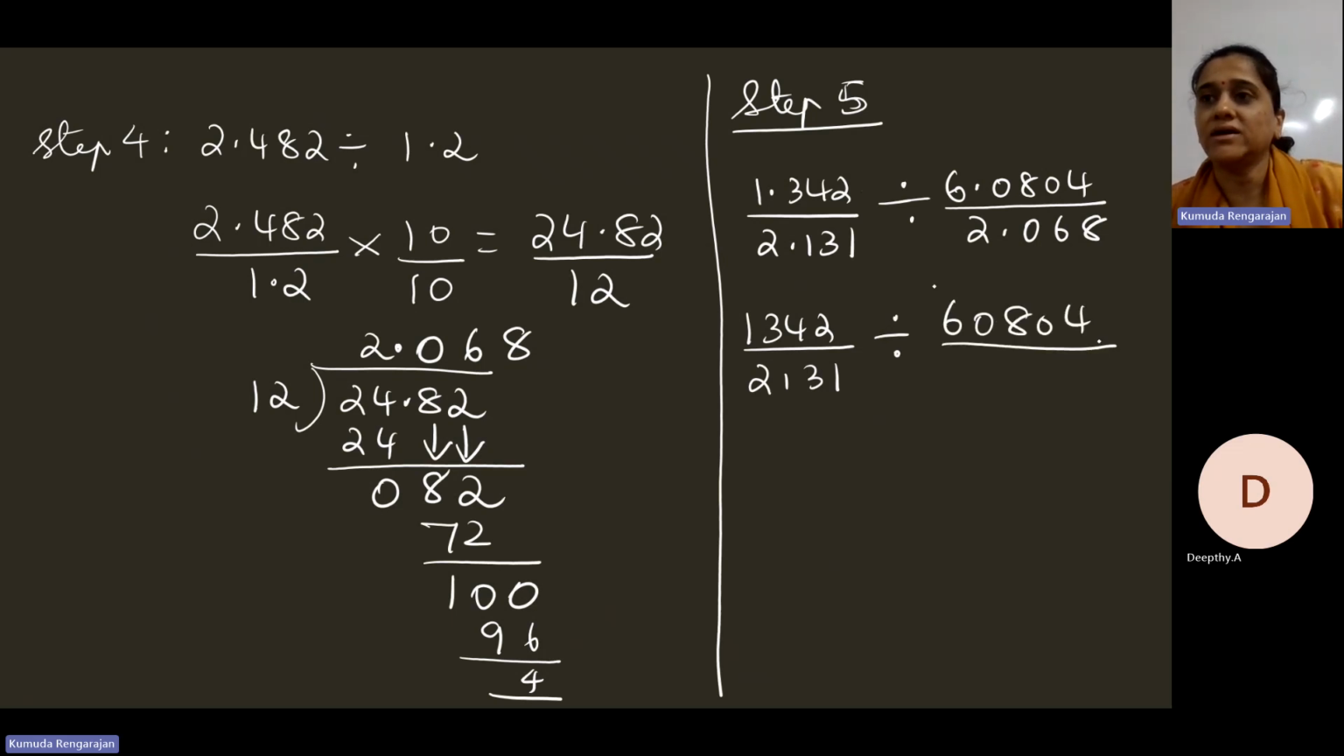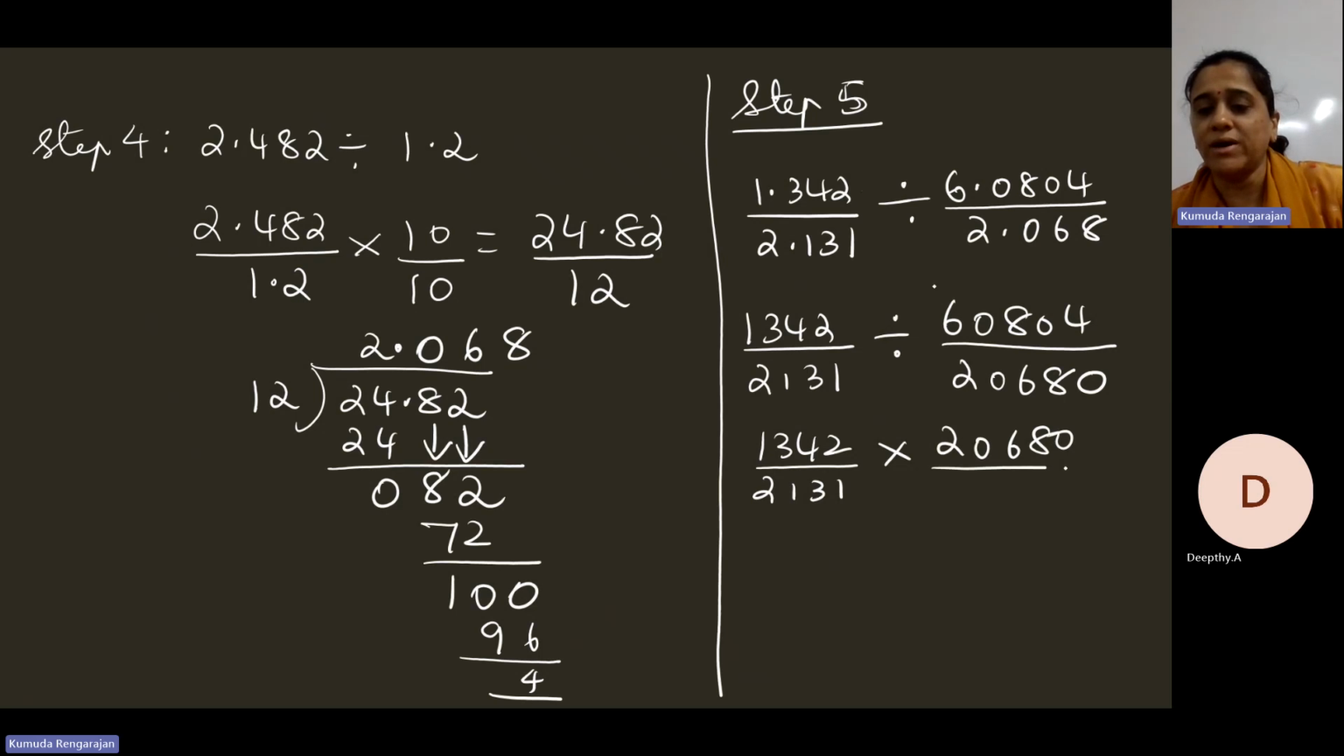60804 by 20680. Because you're shifting 1, 2, 3, 4 in the numerator, so 1, 2, 3, and for the fourth one add a 0. Now it will be 1342 divided by 2131 into 20680 divided by 60804.